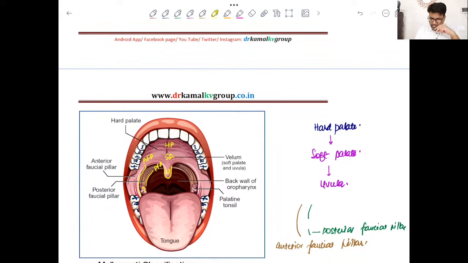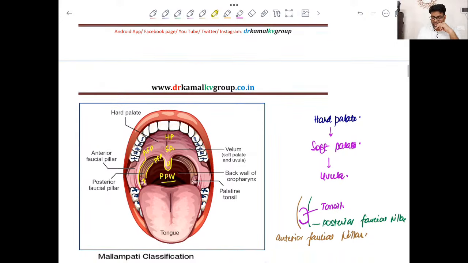You will see the tonsil something like this, clear? So these are the structures which we will assess during Mallampati grading, and even more deeply you can see the posterior pharyngeal wall, right? The deepest structure is the posterior pharyngeal wall. Now when we do the Mallampati grading, we tell the patient to open the mouth and we want to see how many structures we can visualize.